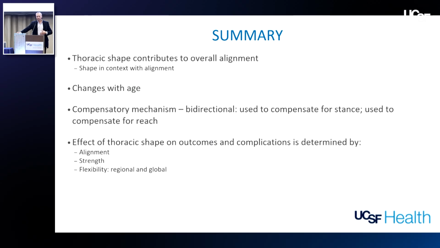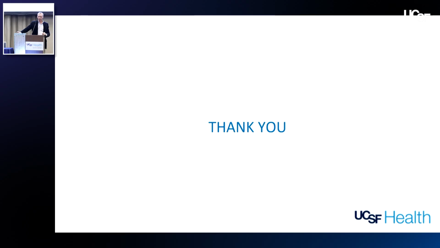So in summary, thoracic shape is still in the shadows. It changes with age. And I think for the compensatory mechanism, we have to move out of a unidirectional thing. It's not just hypokyphosis because you want to stand. You compensate with your thoracic spine to bend forward, to reach for things, to live life. And we have to factor that into our thinking. But it certainly has an effect on outcomes and complications. So thank you.